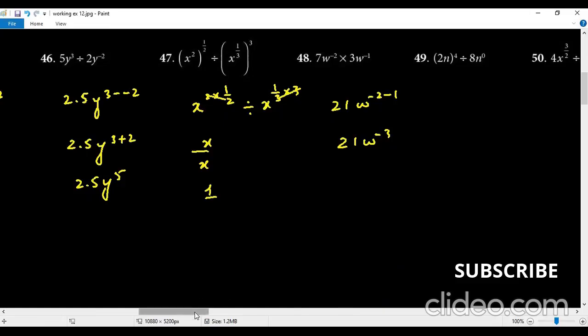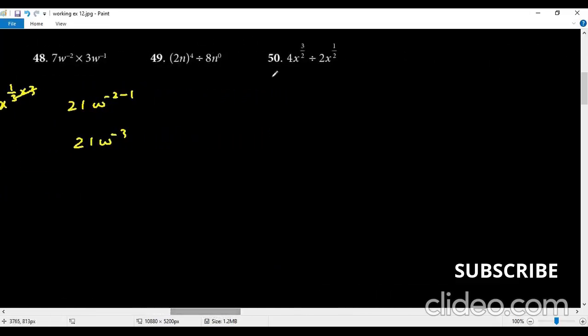And when it comes to the next question, 2 to the power 4 is giving us 16, n to the power 4 is divided by 8, n to the power 0 is 1, that means multiply by 1. So that means 16 divided by 8 is going to give us 2, n to the power 4 is going to be the answer.